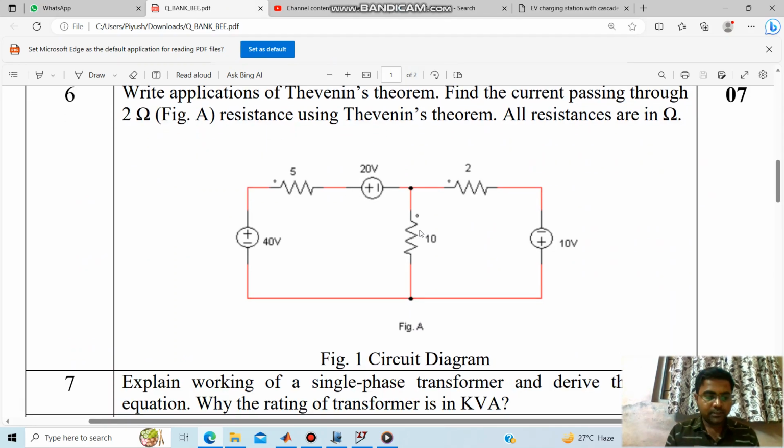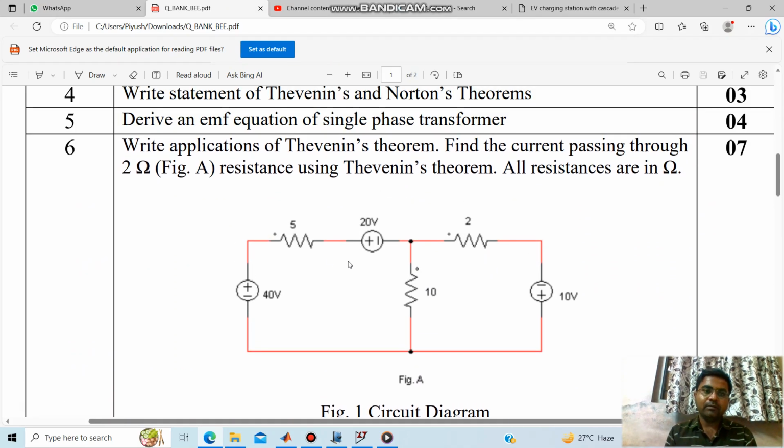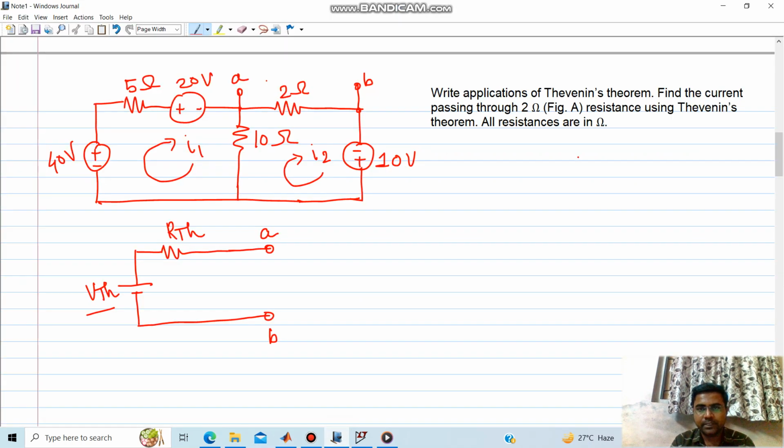So hello friends, in this video I will discuss the solution of this particular example. Now here, if we look at the problem statement, what is asked is to first write the applications of Thevenin's theorem, followed by figuring out what the current passing through the 2 ohm resistor will be.